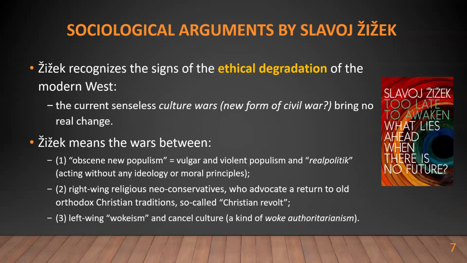Just to give an example of how sociological argument is presented, I'm referring to the work of Slavoj Žižek. Slavoj is a famous Slovenian sociologist who has done quite a lot. He's written lots of books. This is one of his latest, I think it's 2023 or 2022. And he talks about ethical degradation of the modern West. He's actually one of those whistleblowers who's trying to show how bad things actually are.